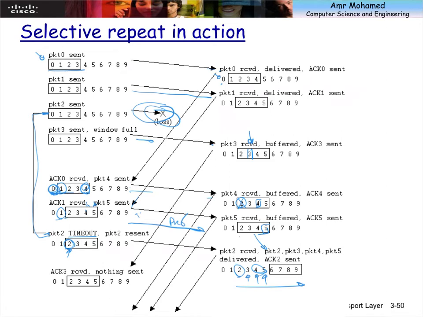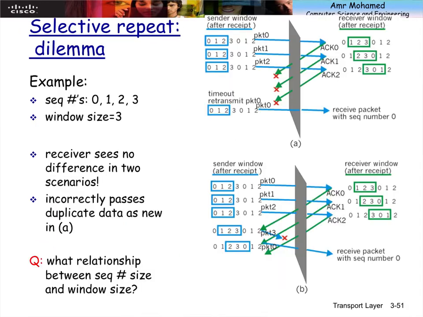So the sender has a mechanism to slide, which is triggered by receiving an acknowledgement. The receiver has a mechanism to slide whenever it receives segments in order. That's it, okay?